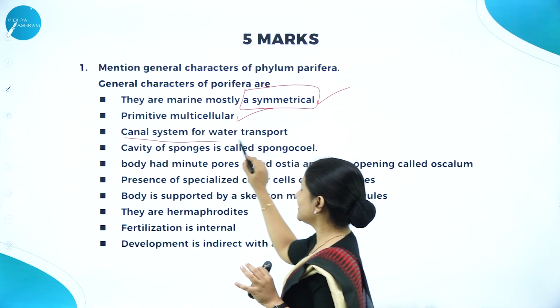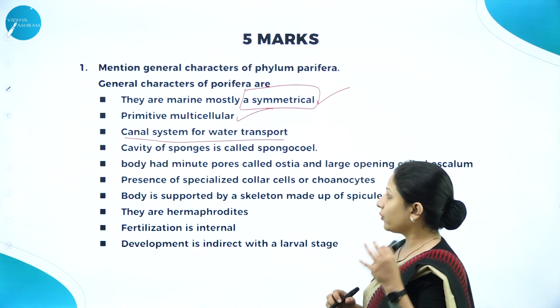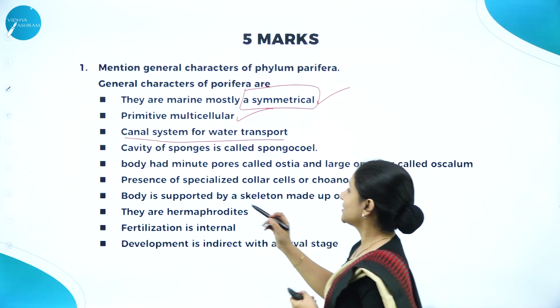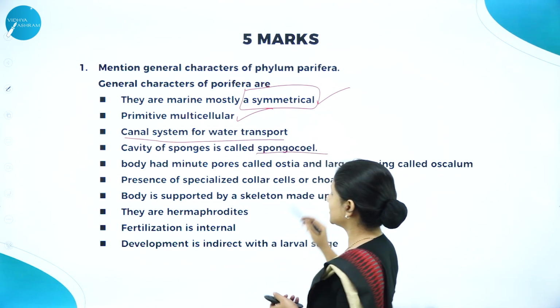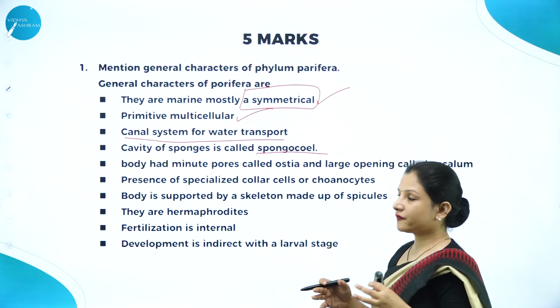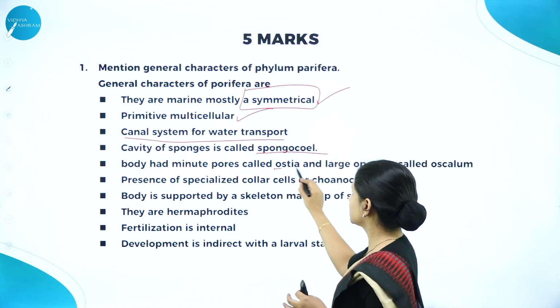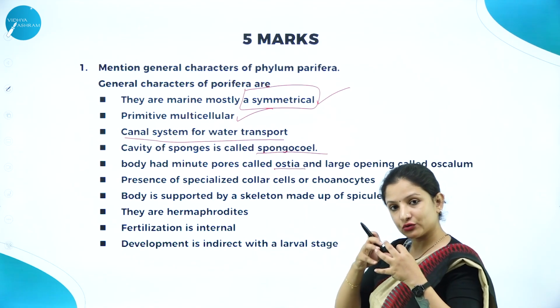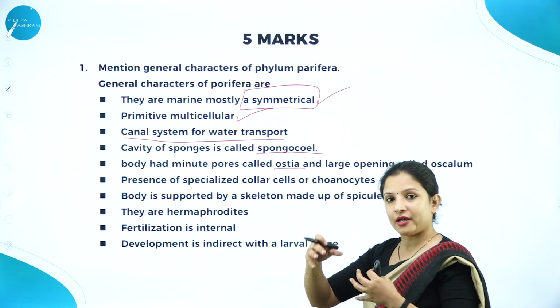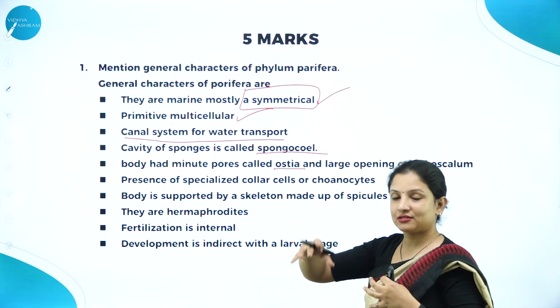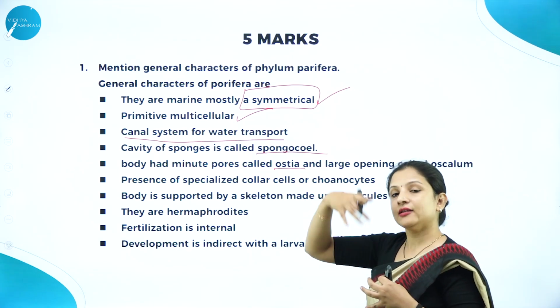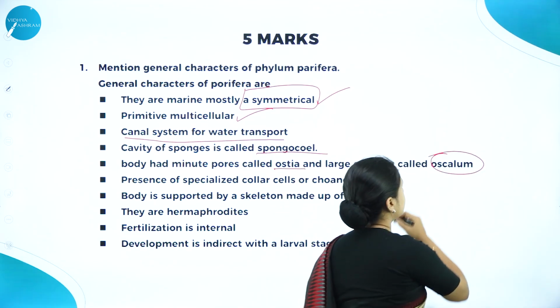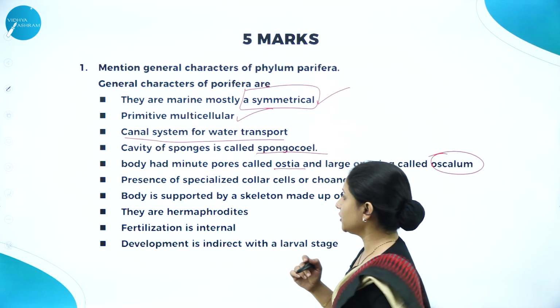They have a proper canal system for water transport, wherein in the canal system there is a cavity which is called the spongocoel, and the entire body of the sponge has minute pores which are called ostia. It is through these ostia that the water enters, reaches the canal system or the spongocoel, and then leaves the body through the osculum.